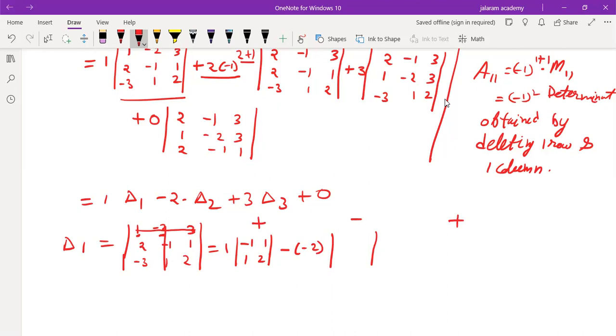First row, second column. So it is 2 1, minus 3 2. Similarly, in this also we have written wrong. So make correction in this. No, it is correct. Now it is correct. Let's discuss it again.